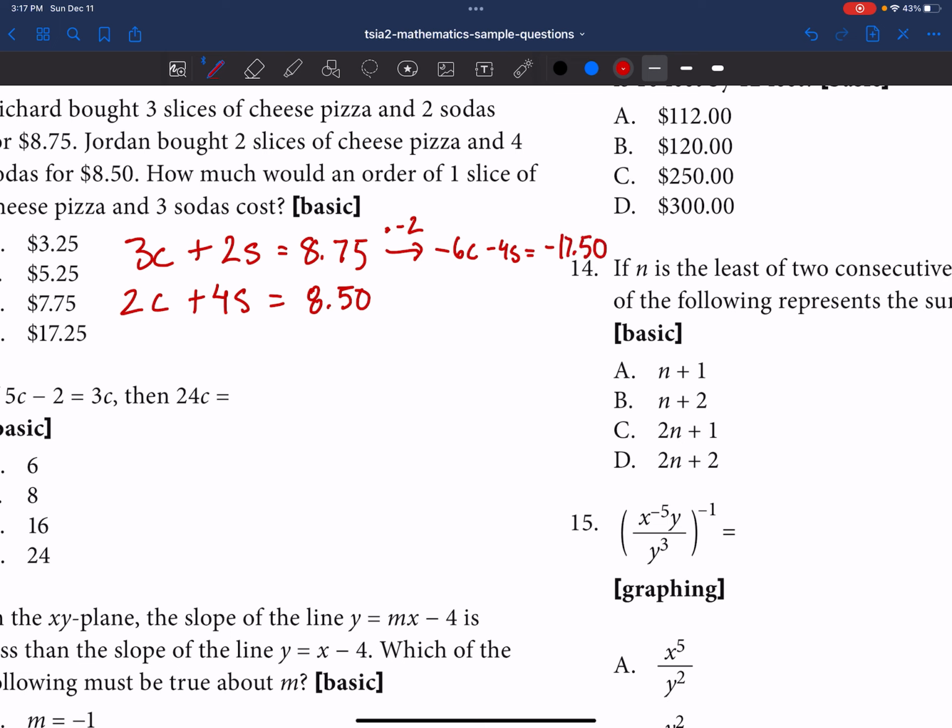-17.50. And if you're wondering how I did that calculation, I doubled 8 to get 16, and then I doubled 75 to get $1.50, and so I added 16 plus 1.50. I did all that mentally. And, of course, it's multiplied by negative, so you have to keep the negative there. So I say 2c plus 4s equals 8.50.